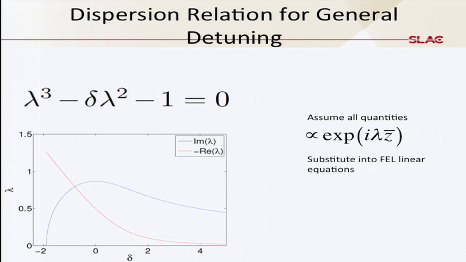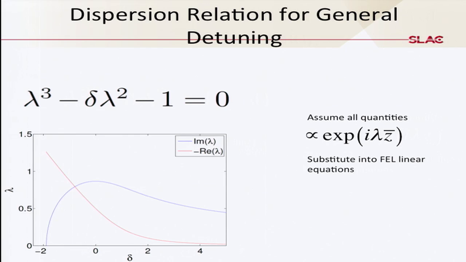This gives you the growth rate, right? The imaginary part of lambda is your growth rate as a function of your normalized detuning. The instability has a cutoff at low and negative detunings, and it dies off very slowly at positive detuning.